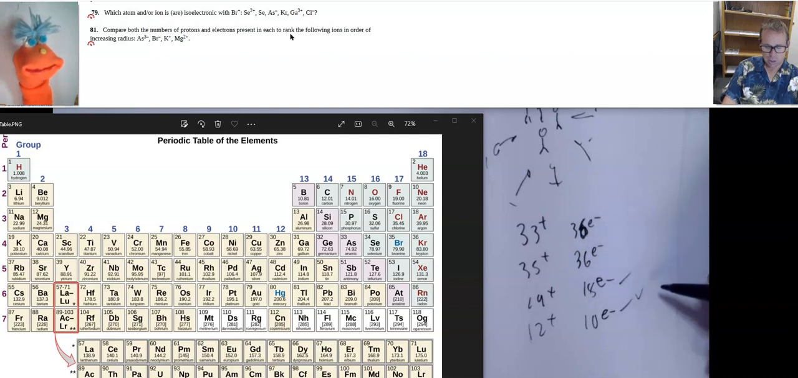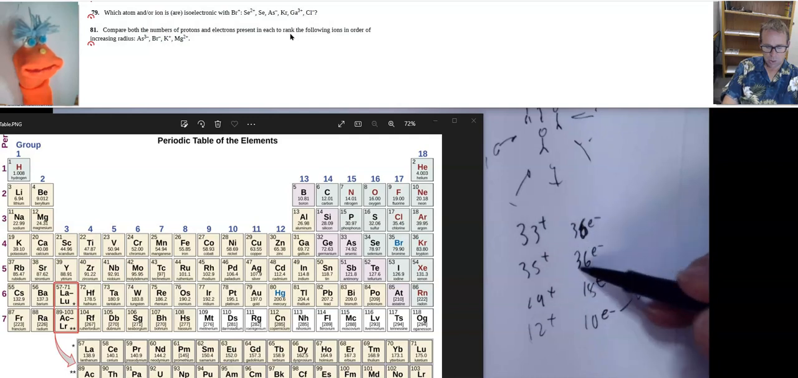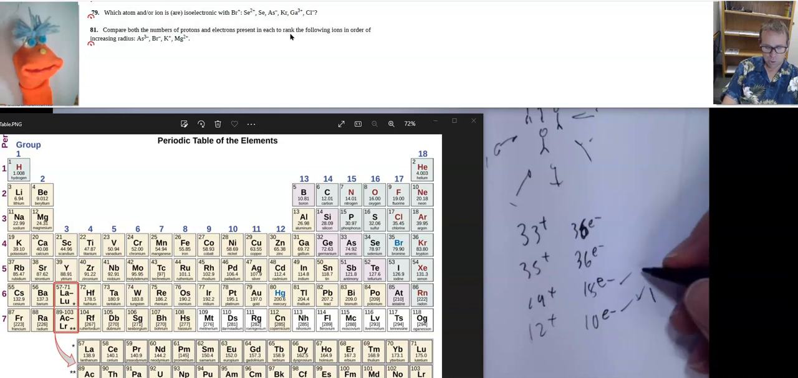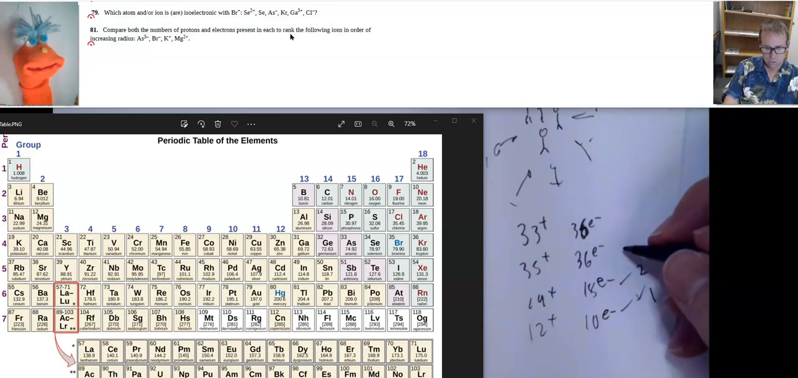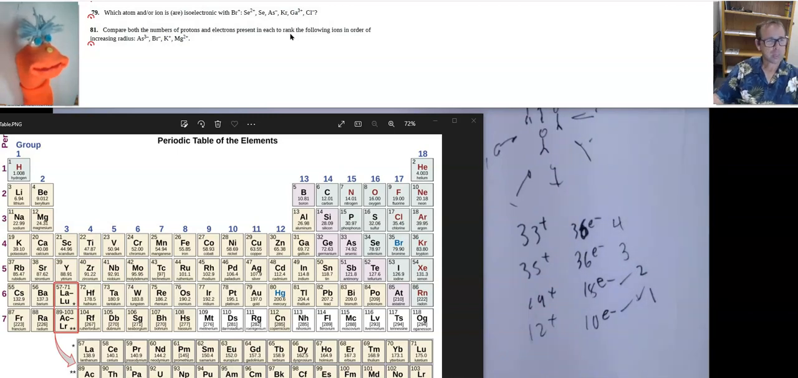So this is going to be the smallest. This one here is going to be the largest because it has 36 electrons but only has 33 protons. This has 36 electrons and 35. So smallest, first smallest, second smallest, third smallest, and that's the largest. All right, good stuff. Thank you.